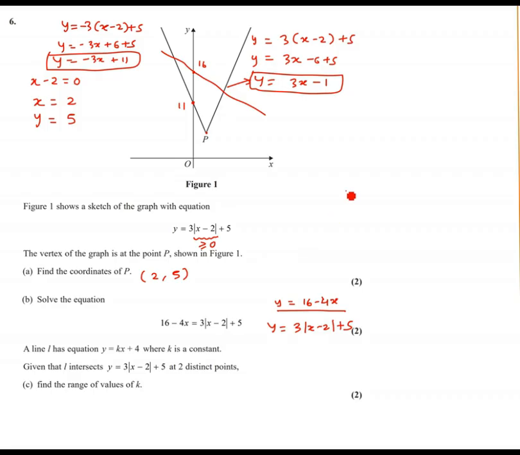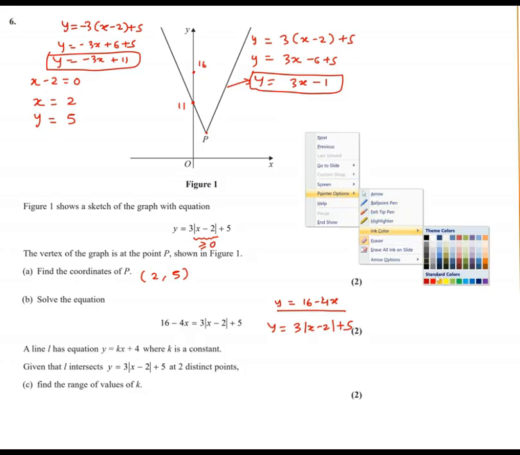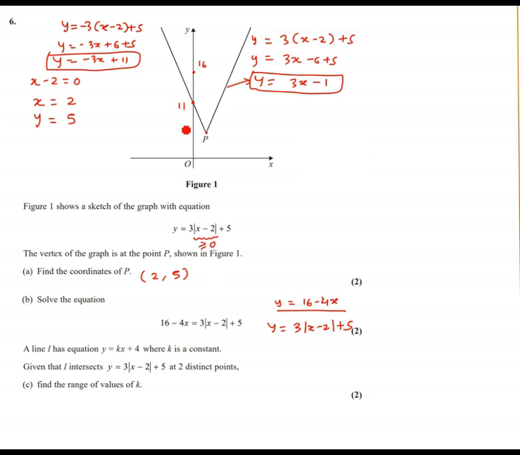So let's see if we can draw it more accurately. The gradient of this line is minus 4. So this is minus 3, minus 4 will be like this. So minus 4 will be something like this. So we will figure out if the two lines intersect each other or not. So let's solve the two equations.